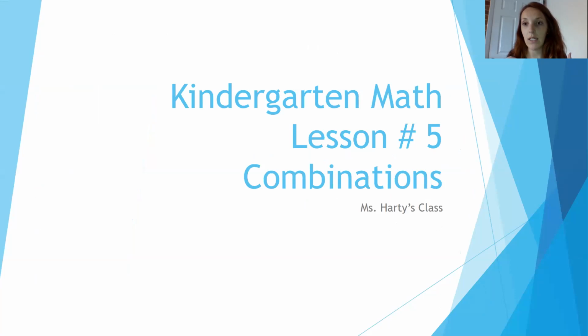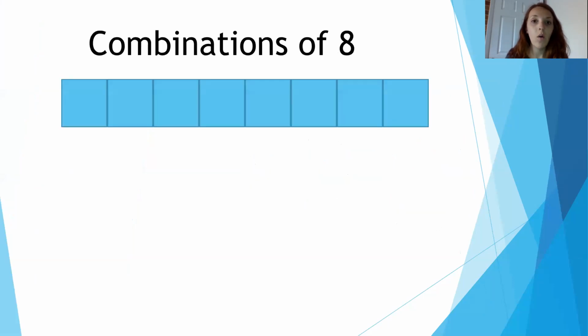And it's great to have your kids make as many combinations of a number as possible. So we are going to start out with combinations of the number 8. Here I have a group of cubes: 1, 2, 3, 4, 5, 6, 7, 8. Okay, you see my 8 cubes here? There are many ways that I could break these 8 cubes apart, right?